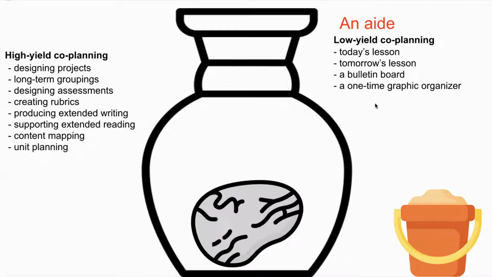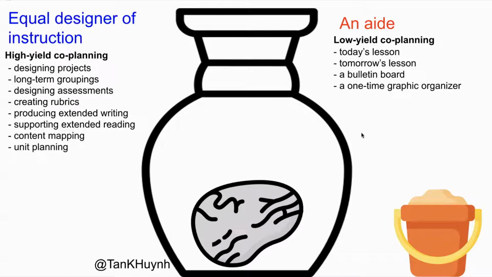When we plan with low yield co-planning, we become an aide. But when we plan with high yield co-planning, we become an equal designer of instruction. Our content teachers, our colleagues say, wow, it's so great to plan with you, because the things that we plan together are used again and again and again. That helps all students.